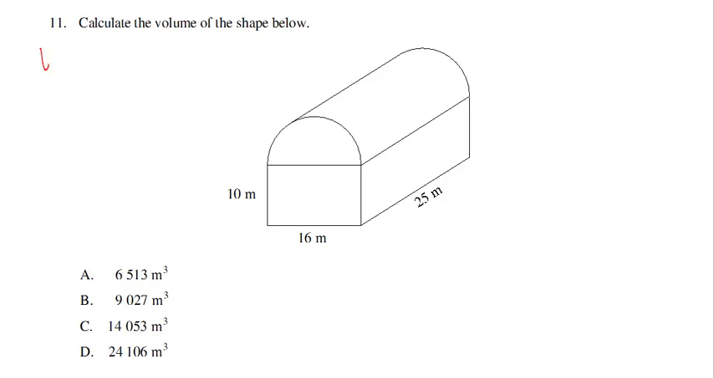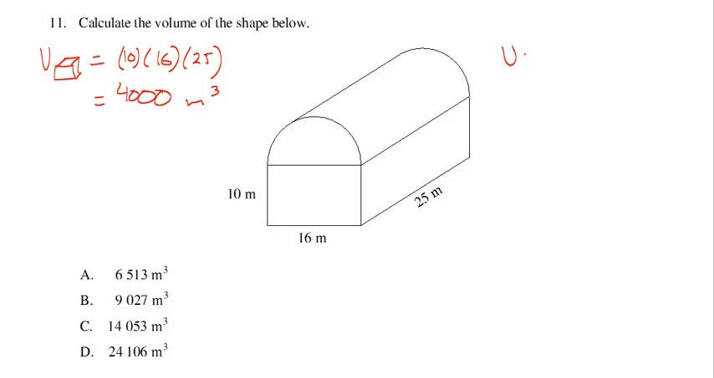So we have the volume. I'll draw myself a little bit of a picture so I can denote which one is which. That's the volume of the rectangular prism. That's equal to the area of the base, which in this case I'll call 10 times 16. I'll multiply that by the height, which is 25. And let's see here. 10 times 16 is 160. 160 times 25 is 4,000. Okay, so we have 4,000 meters cubed for that volume.